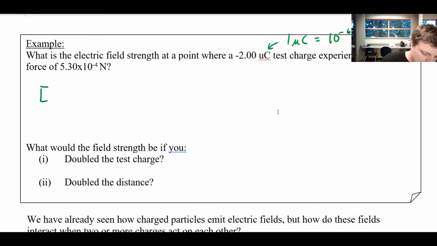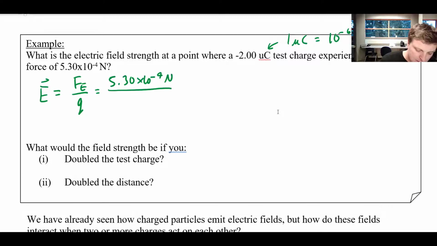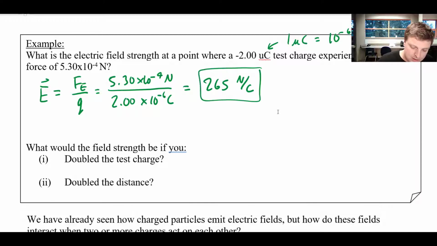So you'll recall that an electric field is just the force divided by the test charge. And so if it experiences a force of 5.30 times 10 to the -4 newtons, divided by a test charge of 2.00 times 10 to the -6 coulombs, this is going to come out to be 265 newtons per coulomb.